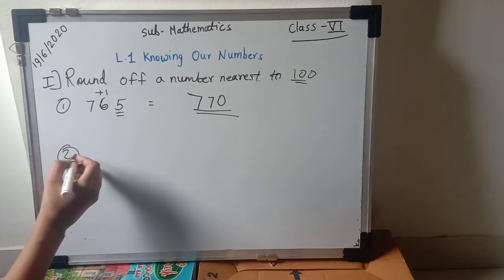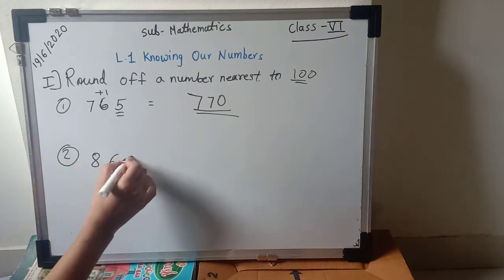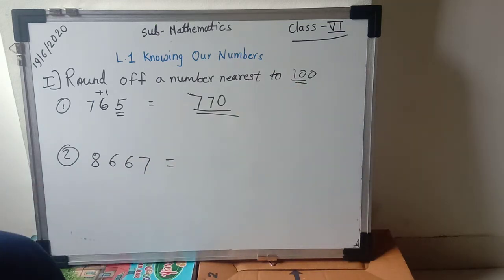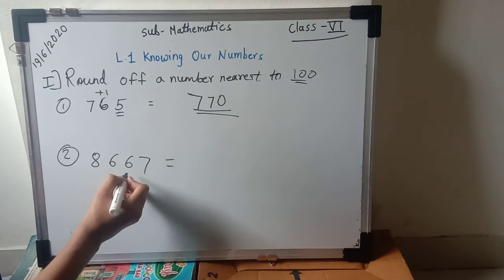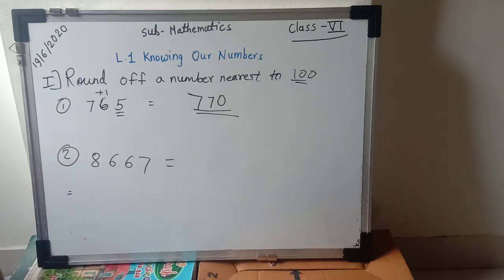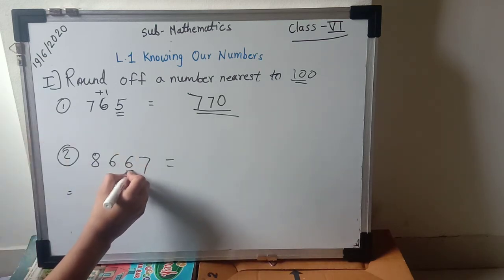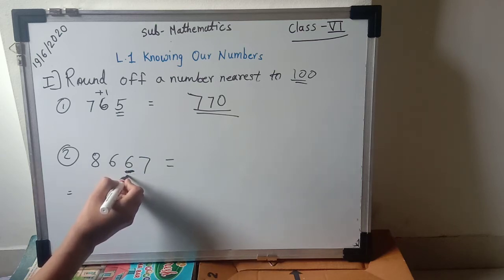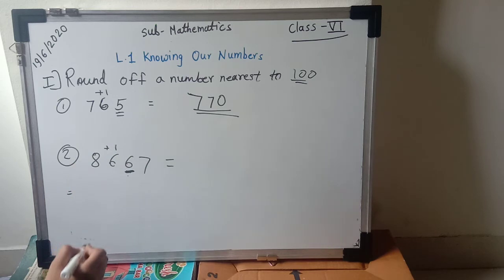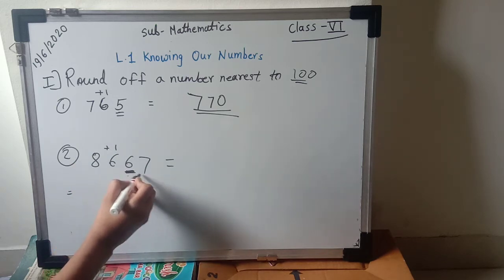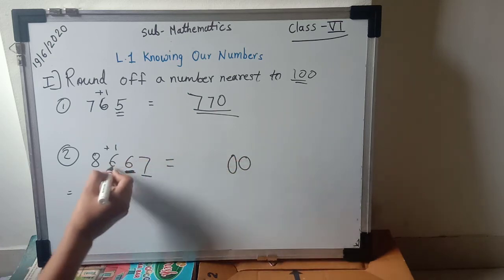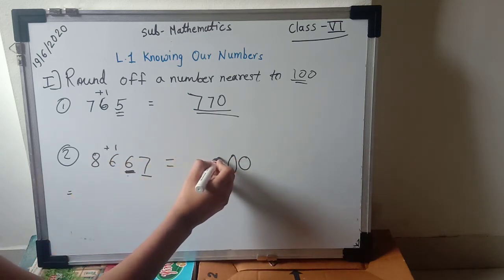If I take here 8667, which we have to round up nearest to 100. Okay, nearest to 100, here I will see the tens digit. On the tens place 6 is there, which is more than 5. So increase the 100 digit by 1 and replace tens and ones digit by 0. Replace ones and tens digit by 0. Increase the 100 place by 1. We got here 7 and 8.